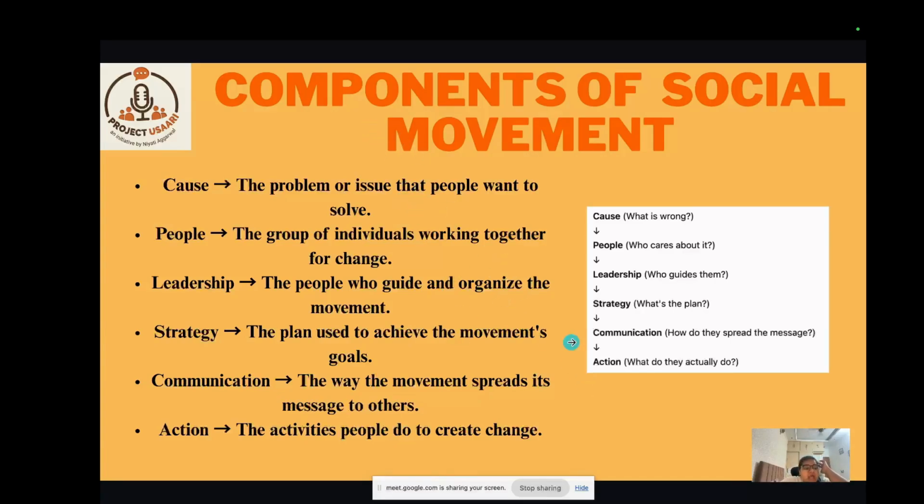Anyways, when you're writing an argument or a speech for a debate or a motion that is handling social movements, remember that there's a cause, that is what is wrong, because of which the social movement is happening. Then people who care about that particular movement, leadership who is guiding them, strategy, what is the plan, communication, how do they spread the message, and action, what did they actually do to help that movement succeed. Again, very very important. I would highly recommend you to please screenshot this slide and just study it deeply.